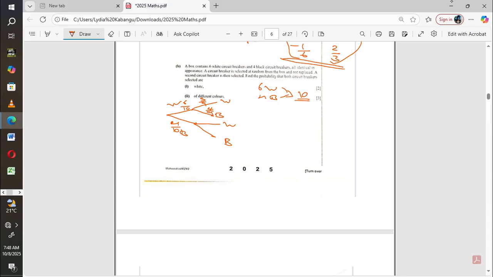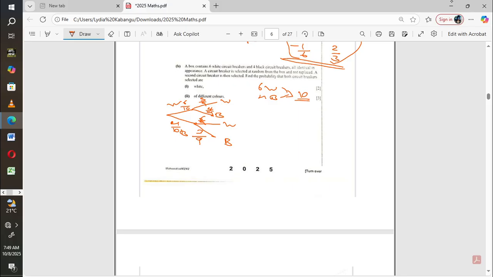From there, we come to this part. The black here now has to reduce because it was selected at random but not replaced, so we are going to have 3 over 9. Oh sorry, it's not the black, that's the white part. The white part here is going to maintain because the one which reduced was just the first one. So from the white part, we're going to have 6 over 9, and the black is the one that has to reduce, so 3 over 9. So this is what we are going to have in the tree diagram.